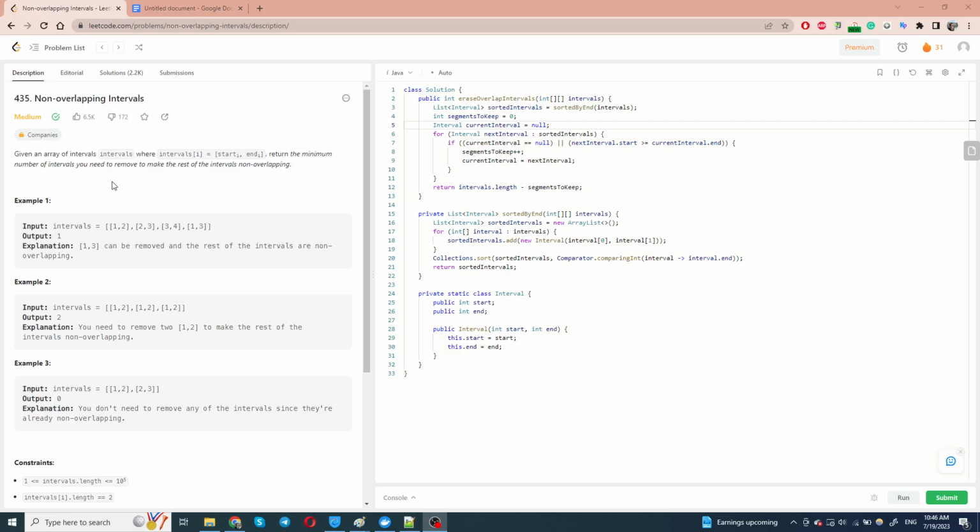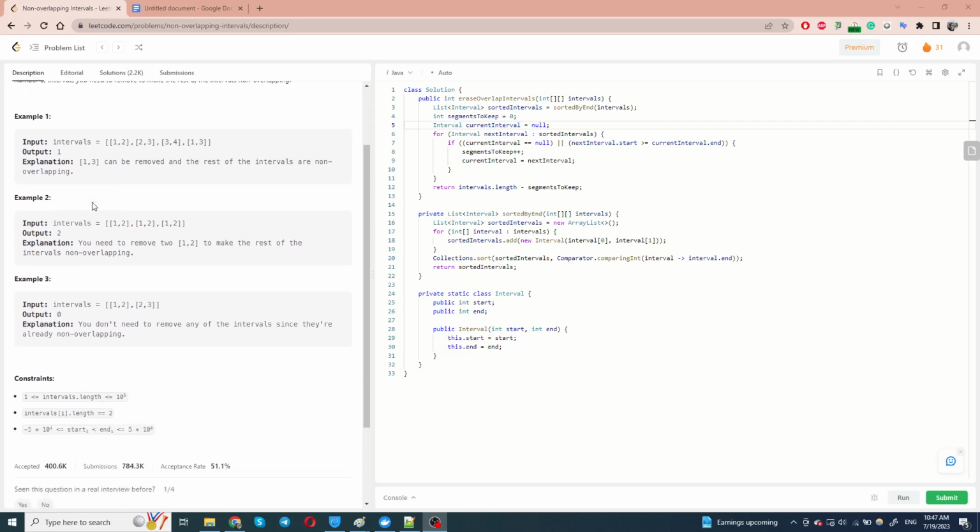Okay, let's look through the examples. And in the examples, we can see that our intervals can have common points. So if we have two intervals, 1, 2, and 2, 3, there is no need to remove anything. We can just leave both of them. And yeah, that's pretty much everything we can get from the examples.